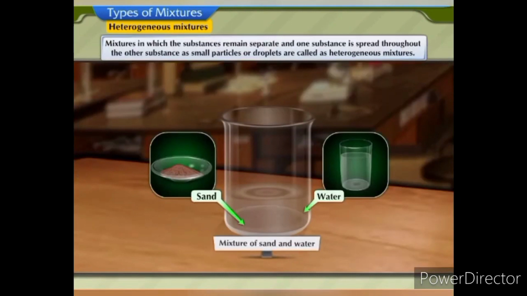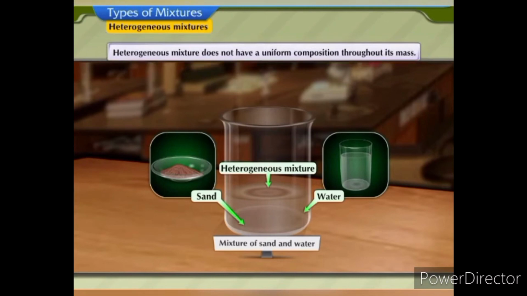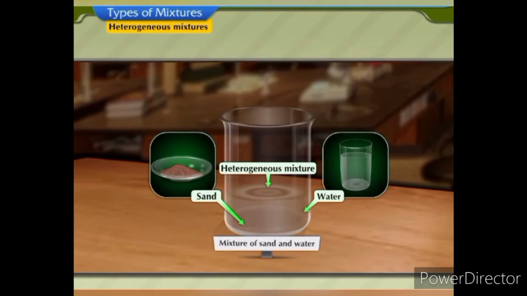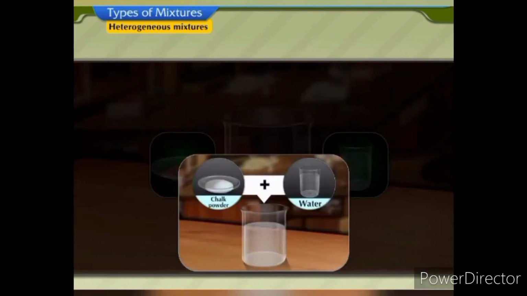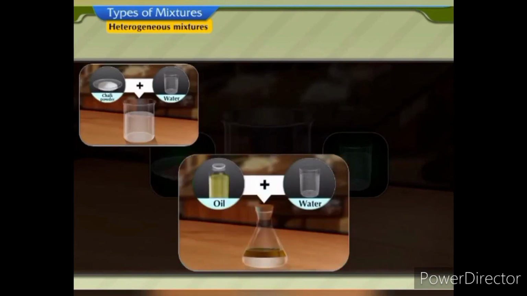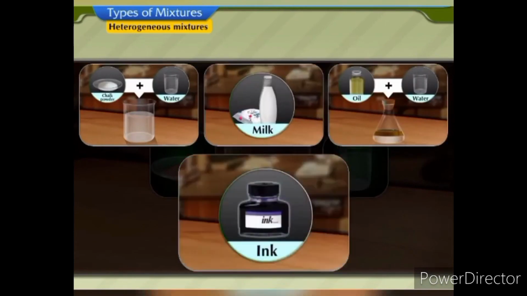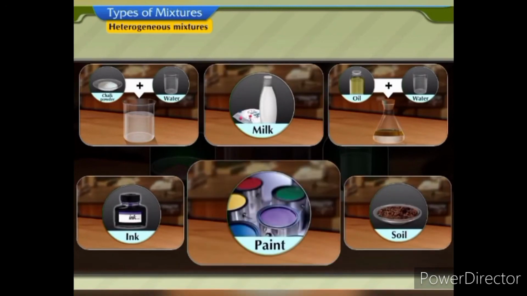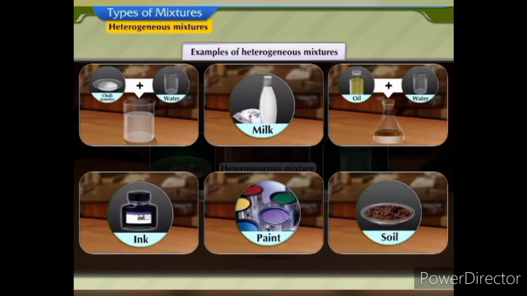Heterogeneous mixtures. Mixtures in which the substances remain separate and one substance is spread throughout the other substance as small particles or droplets are called heterogeneous mixtures. Heterogeneous mixtures do not have a uniform composition throughout their mass. A mixture of sand and water, chalk powder and water, oil and water, milk, ink, soil, paint are all examples of heterogeneous mixtures.